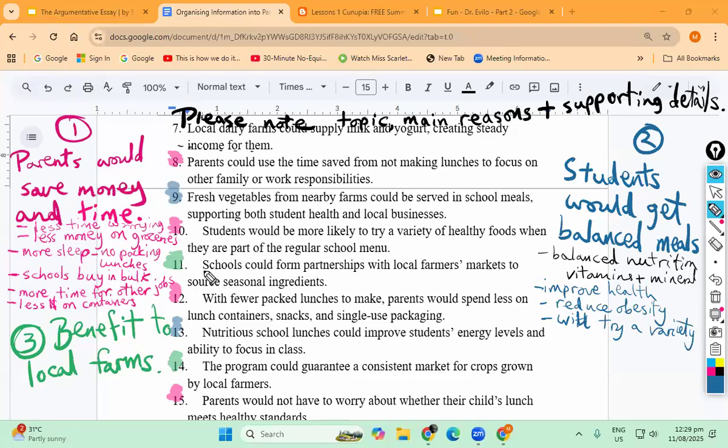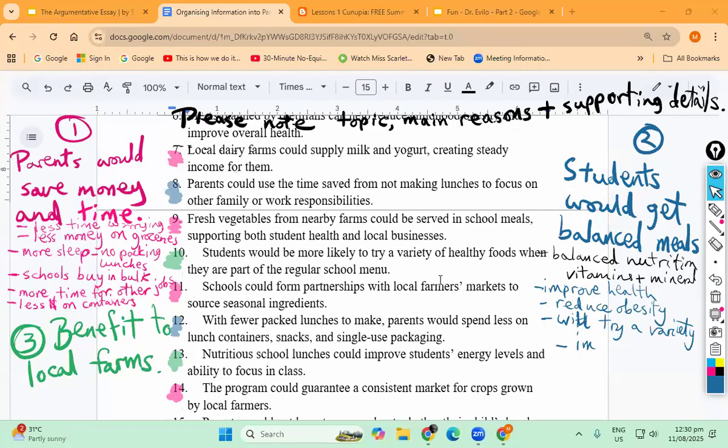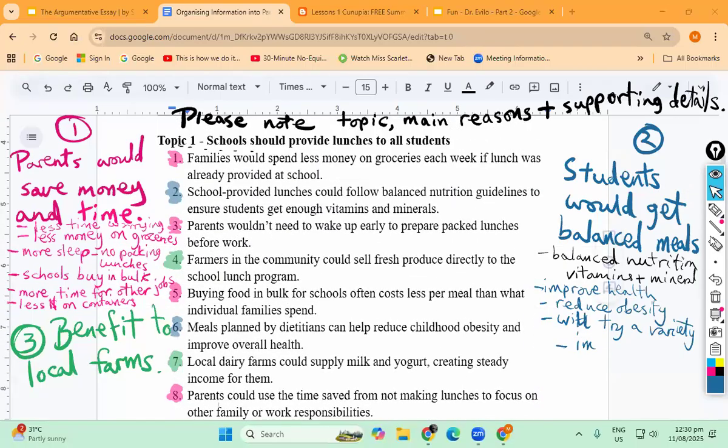All right. Partnerships with that's a green point. 12 is a parent point. Improved energy levels. I'm not sure this is really, you know what? I'm gonna leave this one out. I don't think it's clear that students would get balanced meals from this point. Okay, right? So we have some good points here to develop. Students would get balanced meals if the schools are providing them.